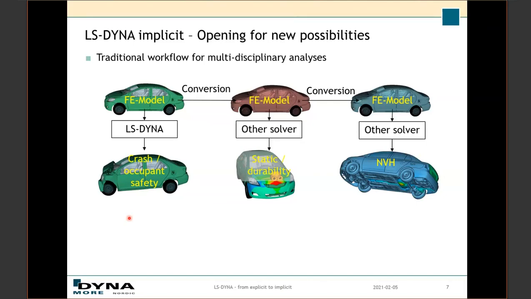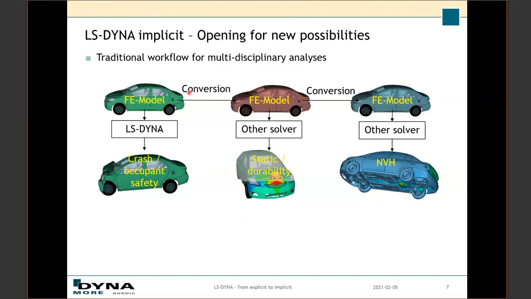So for example, within automotive, this is maybe a typical layout of such a workflow: you have, hopefully, LS-Dyna for crash analysis, occupant safety, maybe also metal forming on the process side. But when you look at other fields of analysis, like statics and durability, you have another FE solver. And again, when you look at NVH, you have yet another FE solver. So maybe here we're working with Nastran and Permas, and this is maybe Abaqus working with statics.